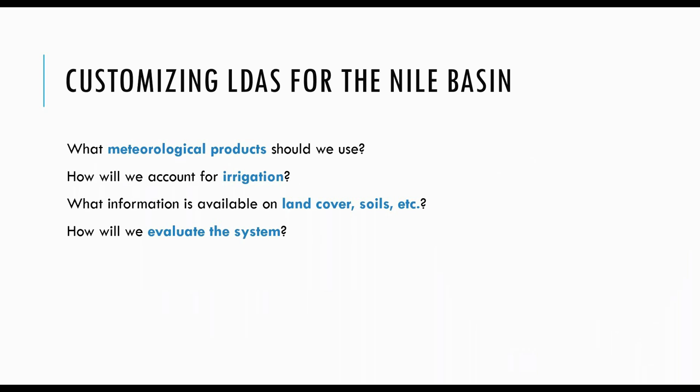So when we took LDAS to the Nile, we had a few challenges. We had to figure out which meteorological products we were going to use to run our system. We need to figure out a way to account for irrigation practices locally. We developed some code that is now integrated into the publicly available LIS system that accounts for flood irrigation. We also needed to gather as much information as we could on land cover and soils.